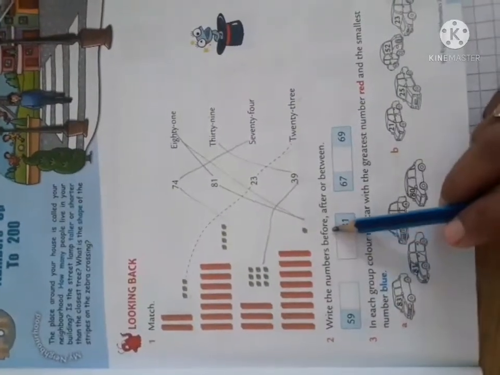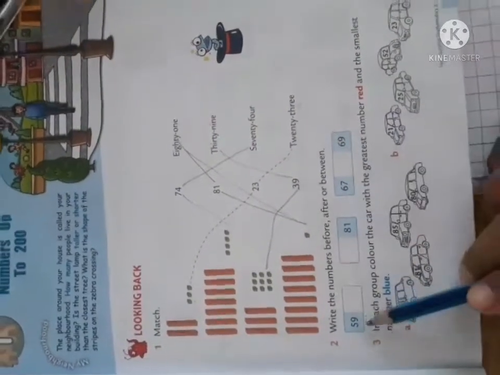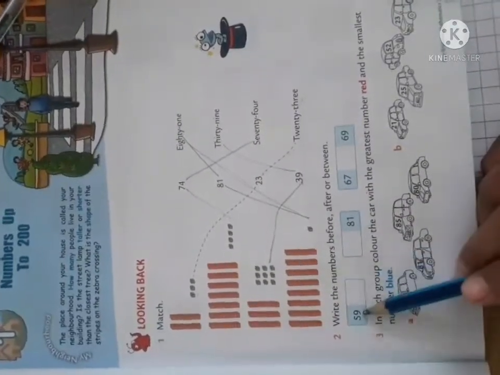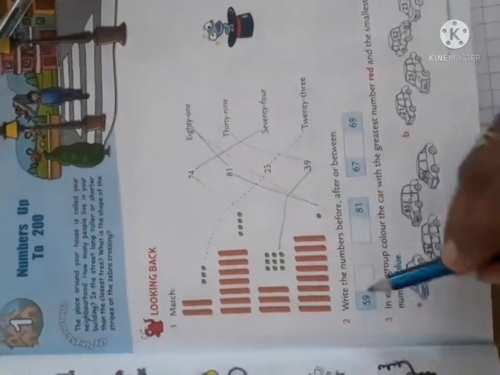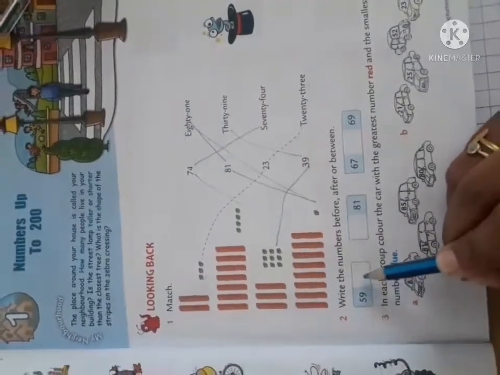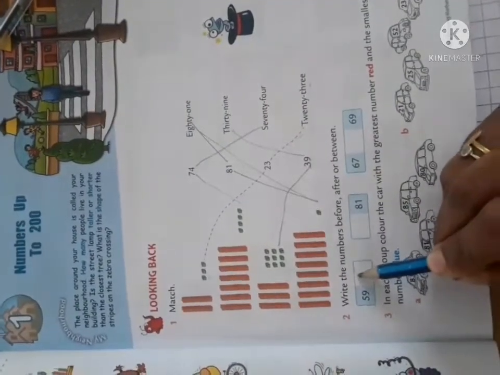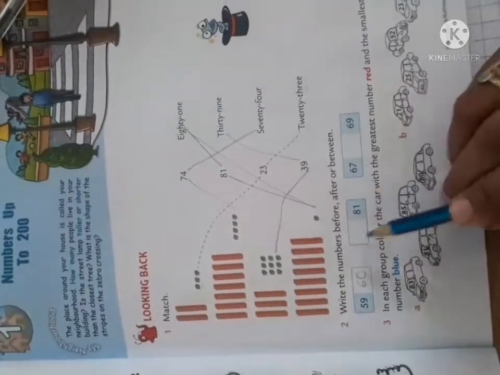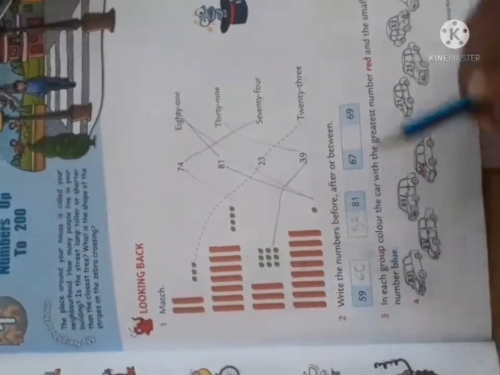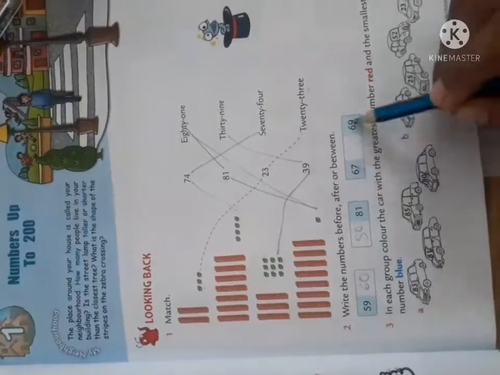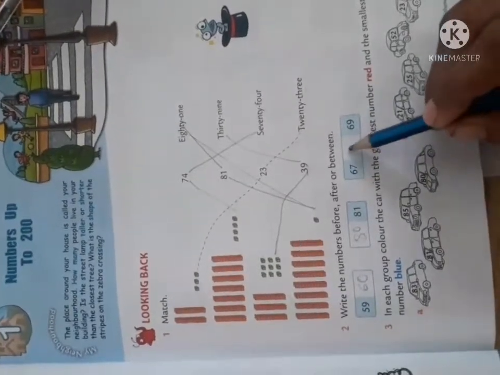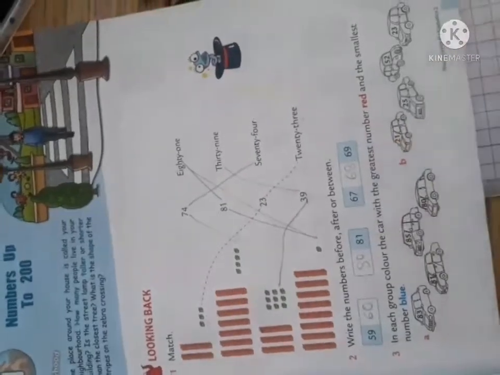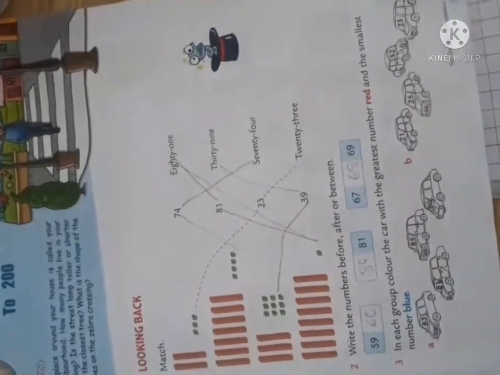Write the numbers before, after and between. So here 59 is given and the next box is empty, so I have to write here the after number. The after number of 59 is 60. Here I have to write the before number. Before number of 81 is 80. And here the between number I have to write is 68, of course, 68 will be there before 69 and after 67. So like this you have to solve this question.